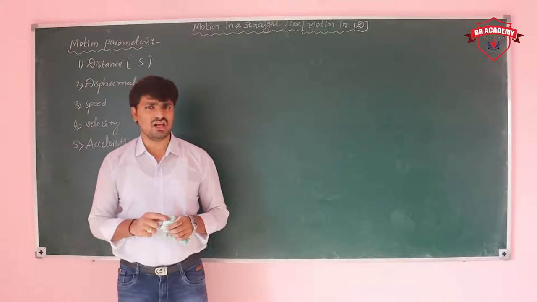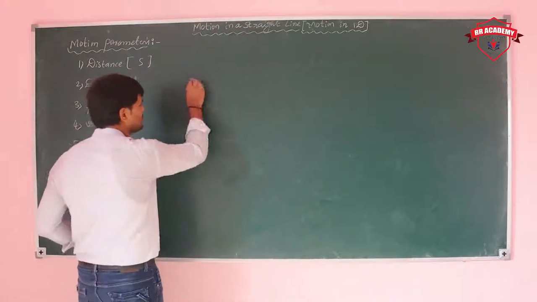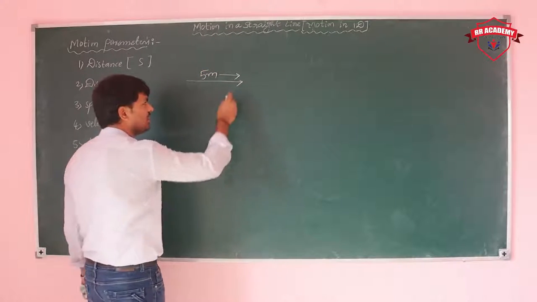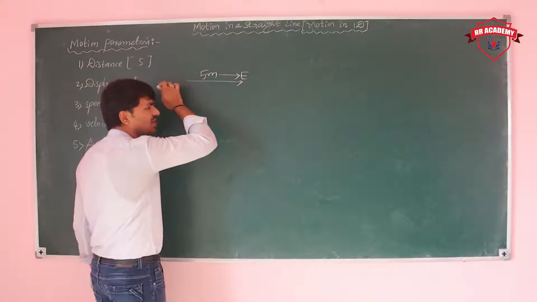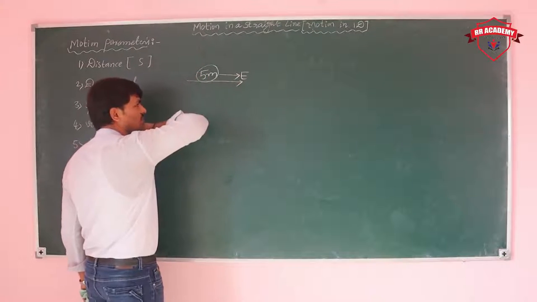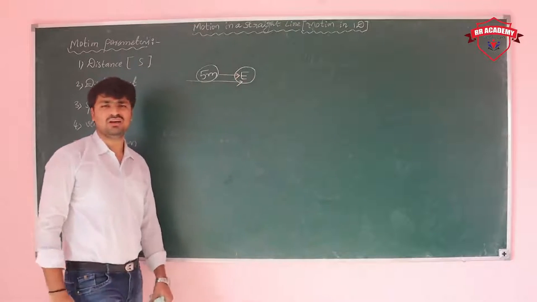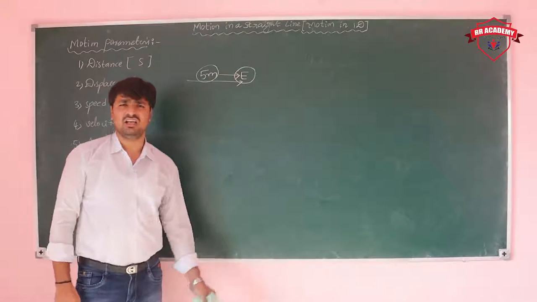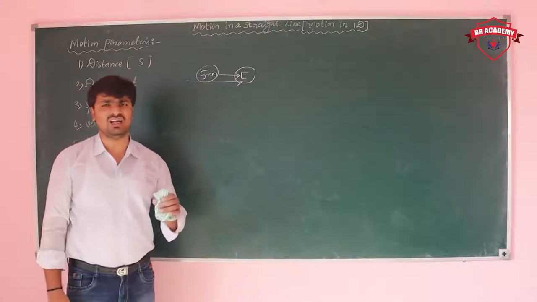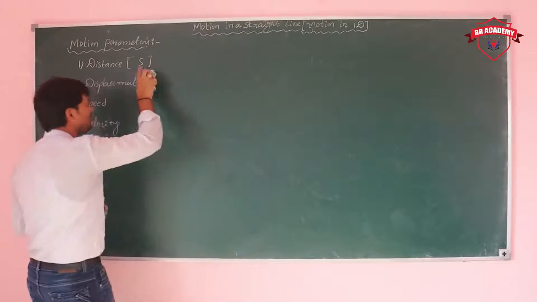In case you have mentioned a person is walking 5 meters towards north or east, whatever, here you are mentioning the direction. So here 5 meters is the magnitude and east is the direction. So that will go to the vector. Vector means a quantity which is having both magnitude and direction. Okay, so distance generally we are representing with S.